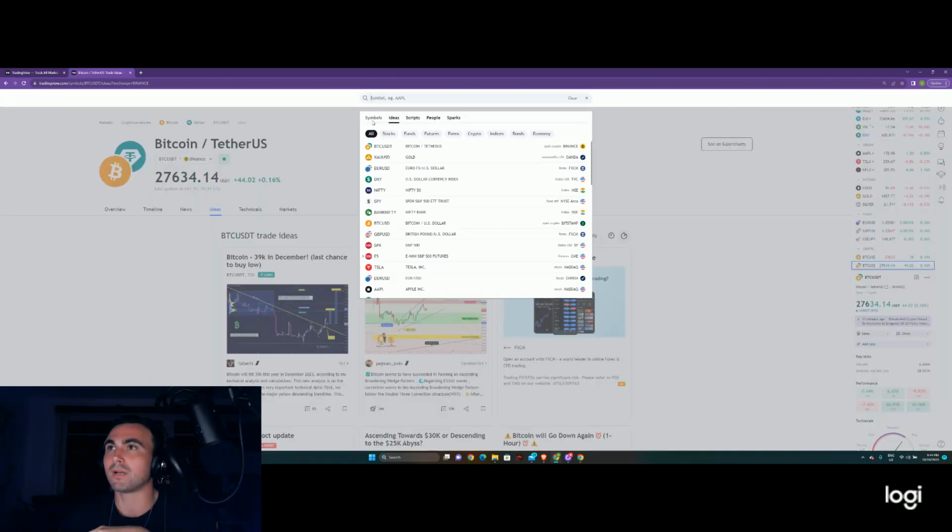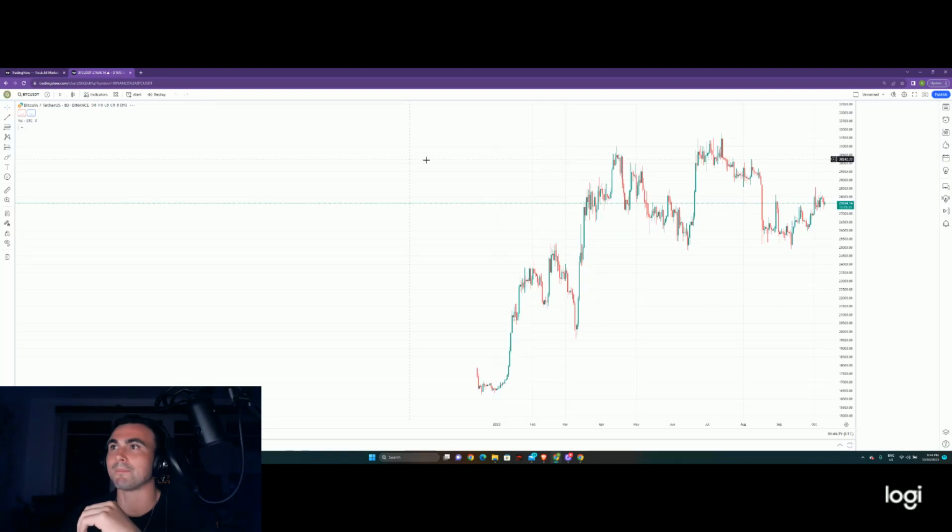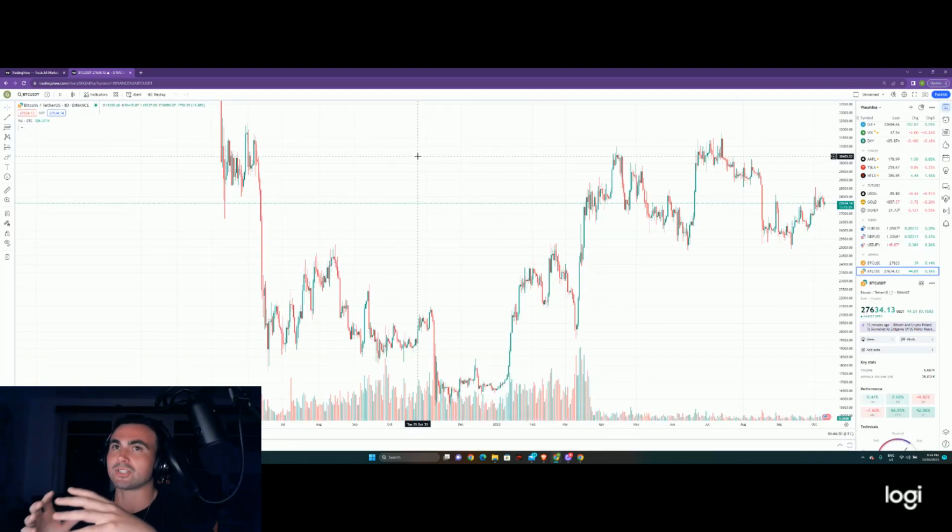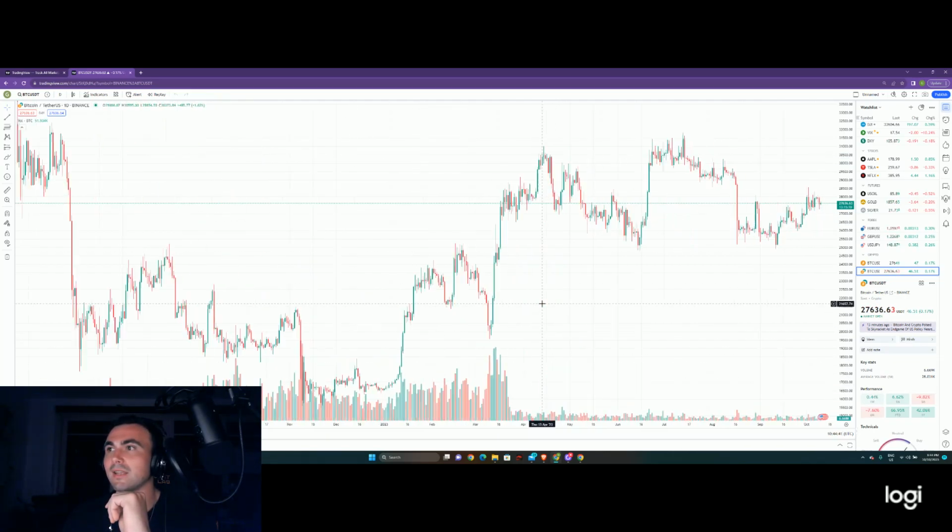Go back to the search bar, symbols. We'll just click on Bitcoin for the time being and launch the chart. So this is the generic chart format that everyone will see the first time they sign up and enter TradingView. You'll see the vertical and horizontal grid lines. You'll have the volume indicator down the bottom.